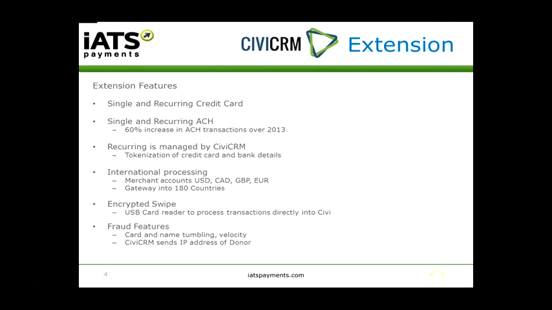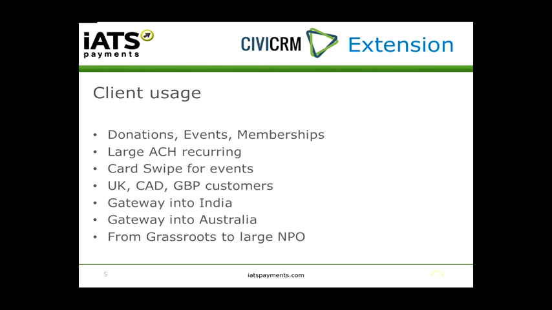We've got quite a few customers that use that feature. And then the fraud features are what I spoke about a little bit earlier: card and name tumbling, velocity checking, country checking, things like that. We also capture the IP address of the donor to make sure there are no repeat transactions coming from the same person. At the moment, we have just short of 100 clients internationally, 60 in North America. They do donations, events, memberships. We have one client that does a huge amount of large ACH recurring transactions, which is a religious organization.